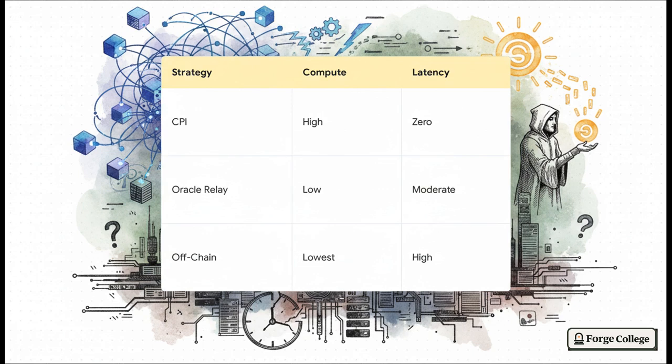Second choice, Oracle Relays. These save you valuable compute because a trusted relayer pushes the data to an account periodically, but it introduces a slight to moderate latency. And finally, off-chain indexing. This gives you the absolute lowest compute cost possible, but you're dealing with high latency and some pretty complex trust assumptions. So you really have to pick the right tool for your specific job.